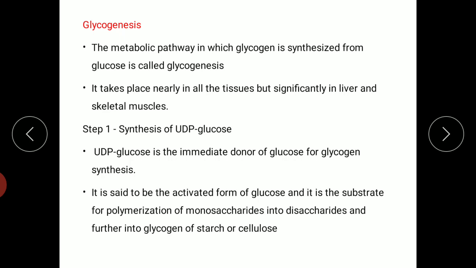It is said to be the activated form of glucose and it is the substrate for polymerization of monosaccharides into disaccharides and further into glycogen or starch or cellulose. So not only glycogen, for the synthesis of starch or cellulose or any other disaccharide, the monosaccharide is used in the activated form, that is combining it with UDP.